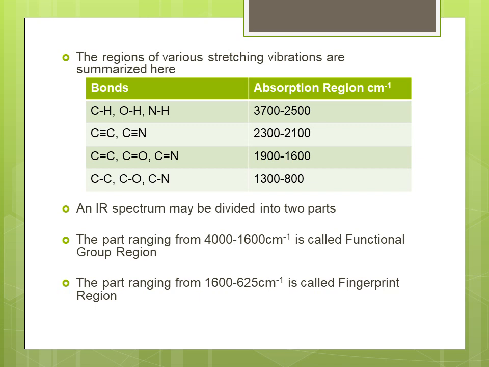An IR spectrum may be divided into two parts. We know the whole region of IR spectra is from 4000 to 625 per centimeter. The first part, which ranges from 4,000 to 1,600 per centimeter, is called the functional group region because the peaks due to functional groups generally appear in this region. The second part, which ranges from 1,600 to 625 per centimeter, is called the fingerprint region.